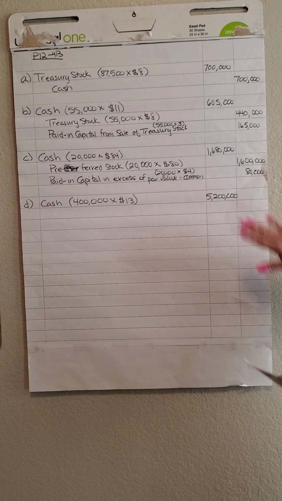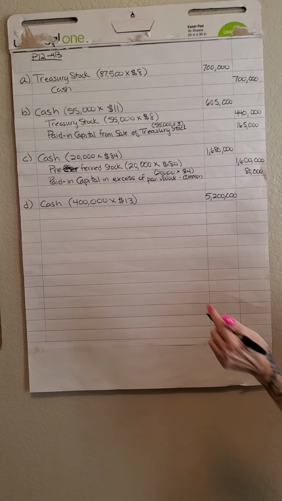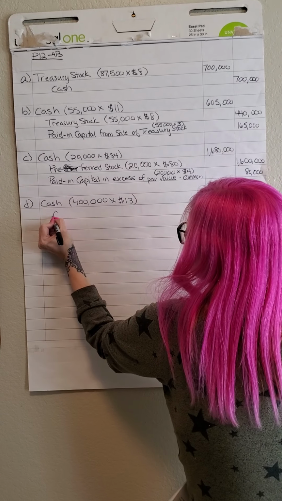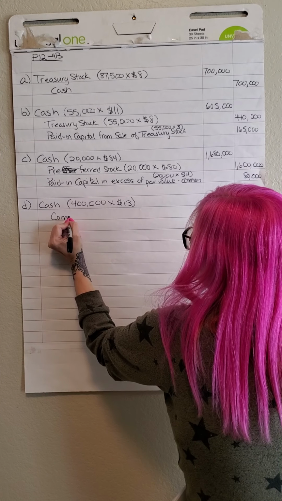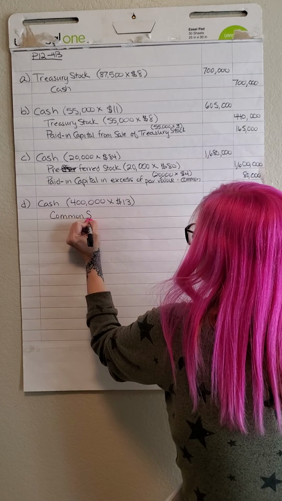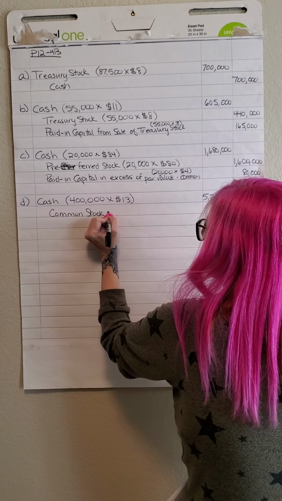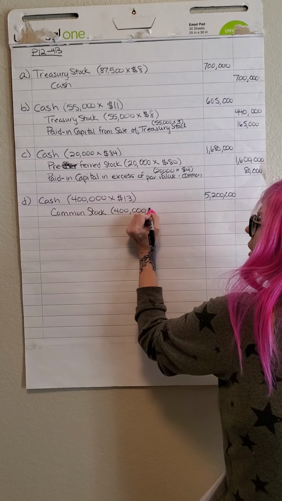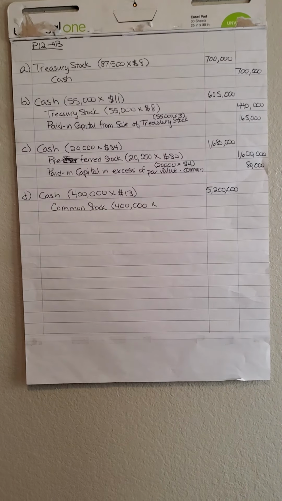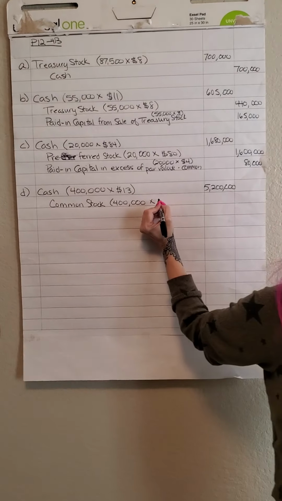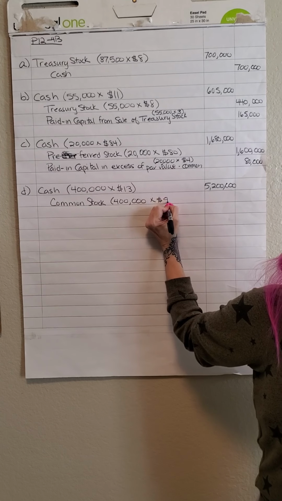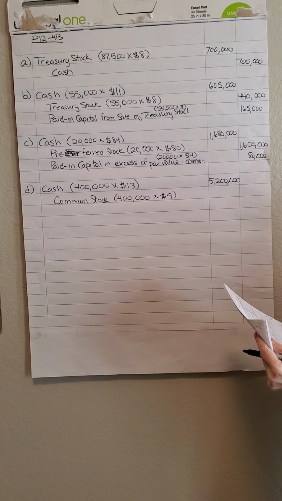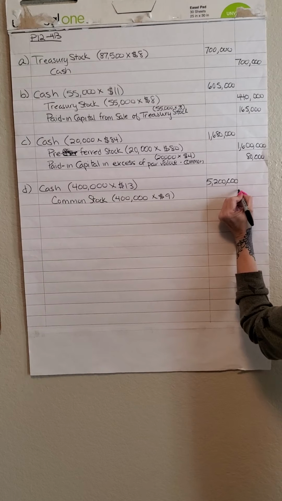Just like we did with the preferred stock, we're going to increase the common stock account with a credit, and the common stock amount we're going to put in there is the number of shares issued times the par value of the common shares, which is $9 per par. And that comes to a total of $3,600,000.